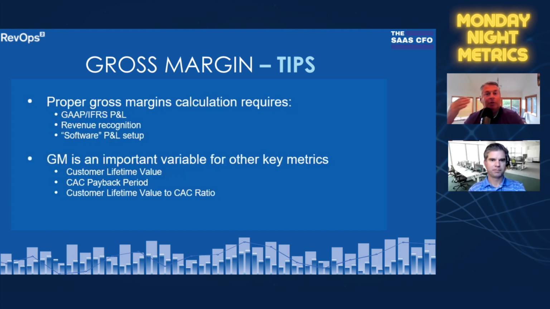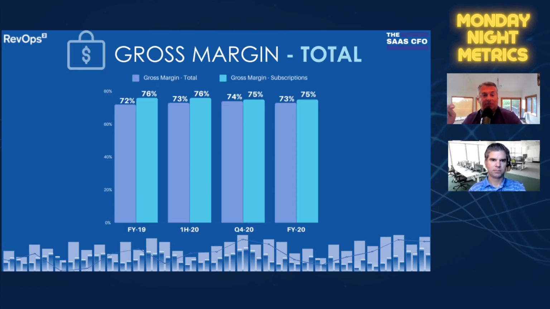And I'm going to talk a little bit about the benchmarks for gross margin. I'm not sure why we didn't show the calculations here, Ben. We'll make sure we do that for subscriptions and services. But for benchmarks for gross margin total, you see the numbers here, and you see they've been relatively stable since FY19. On the left, you have the gross margin total, and on the right, you have the gross margin subscriptions.